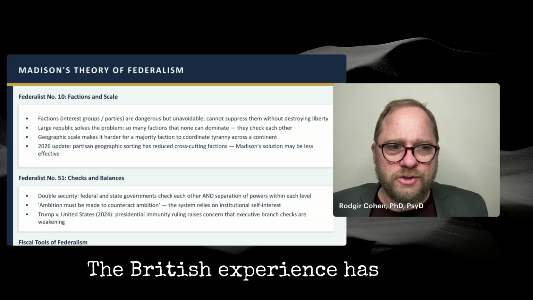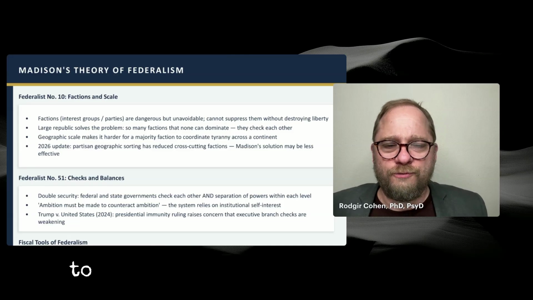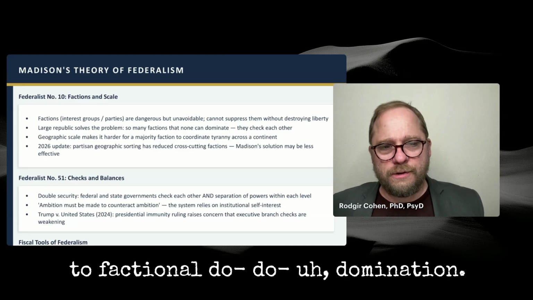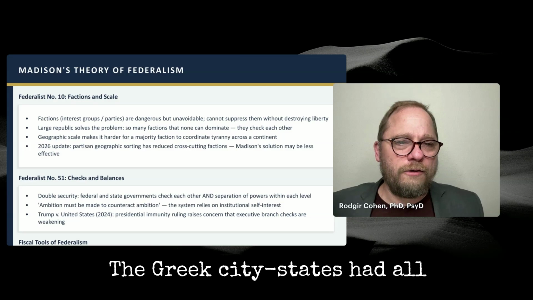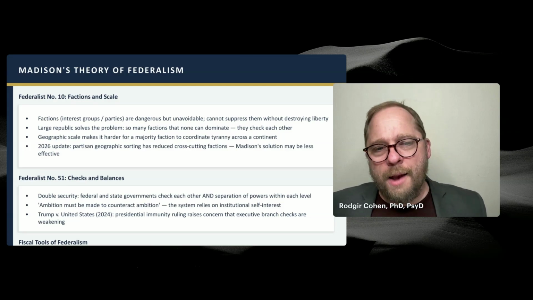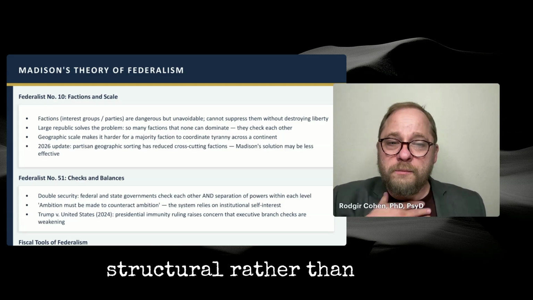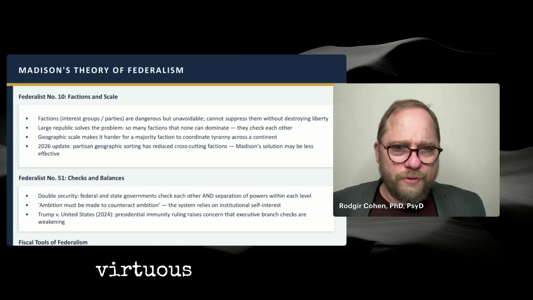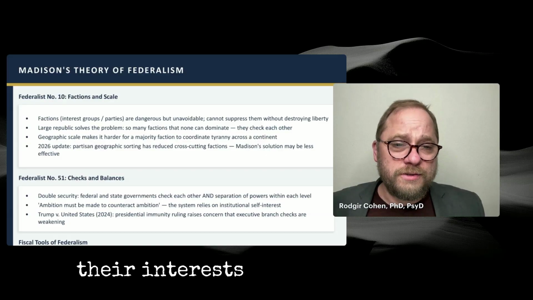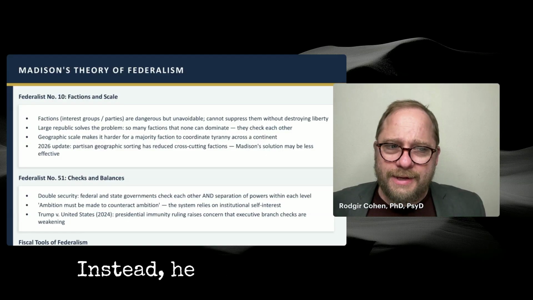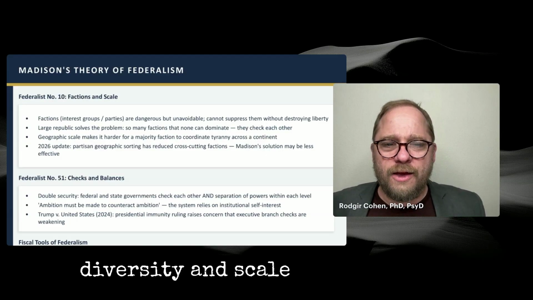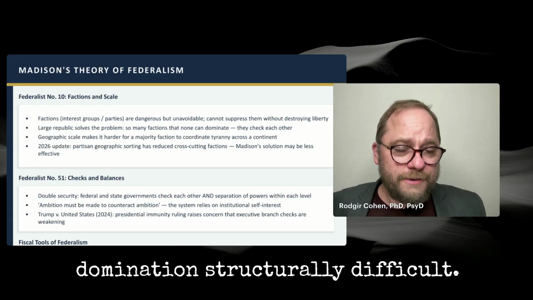The British experience had shown that small republics were vulnerable to factional domination. The Greek city-states had all fallen to faction or tyranny, and Madison's answer was structural rather than moral. He did not expect citizens to be virtuous enough to subordinate their interests to the common good. Instead, he designed a system where diversity and scale made factional domination structurally difficult.